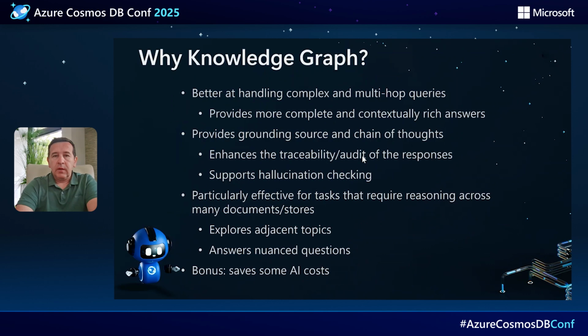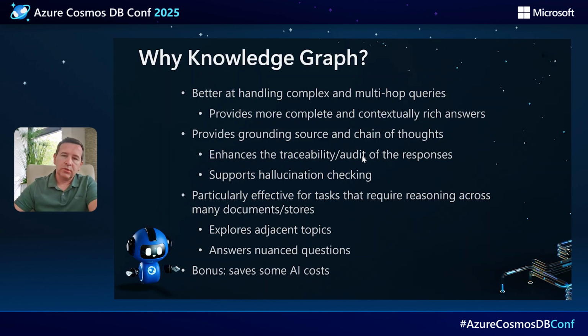So why knowledge graph? Knowledge graph is better at handling complex and multi-hop queries. As a result, it actually provides more complete and contextually rich answers to very complex questions that users might ask. It also provides the grounding source and chain of thought so that you avoid hallucinations, you provide higher traceability and audit capabilities for your process. So it goes into implementing explainable AI principle.